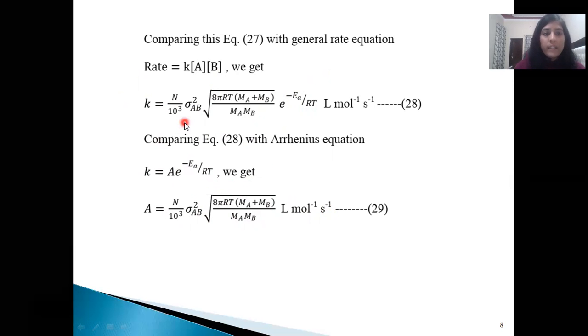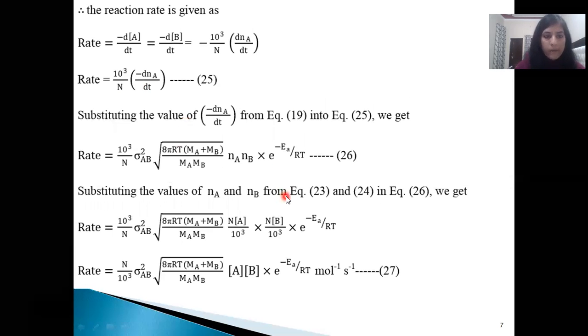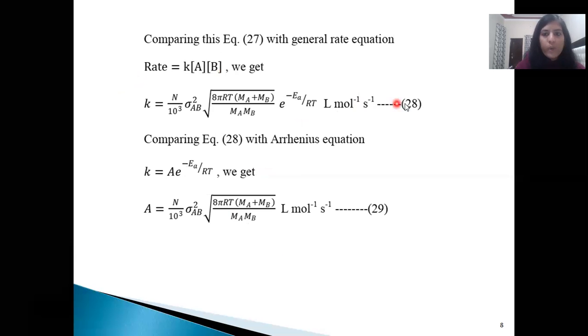So equation number 27, 28 and 29: 27 is the equation for rate, this is the equation for the rate constant, and this is the equation for the frequency factor, and these three equations are in terms of molar concentration. This is all about the collision theory for bimolecular reactions when the collision occurs between dissimilar molecules.